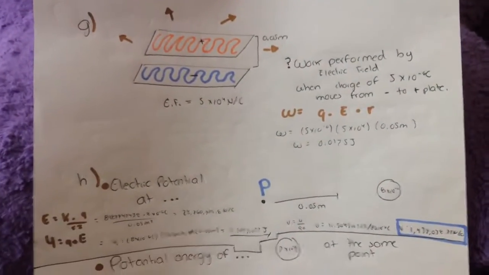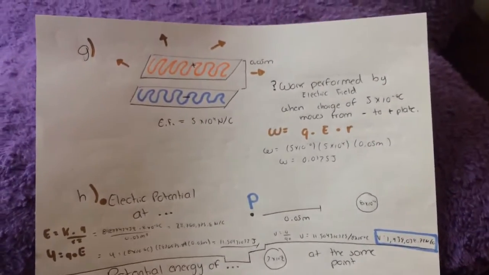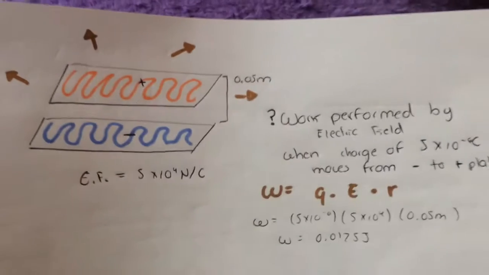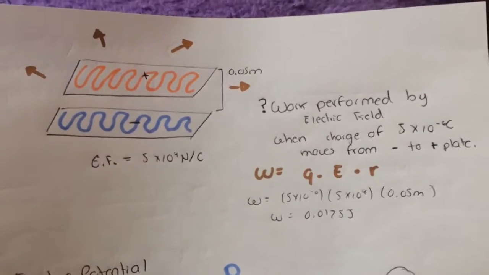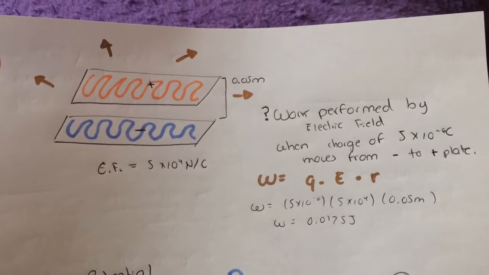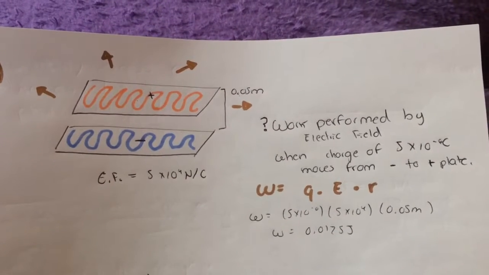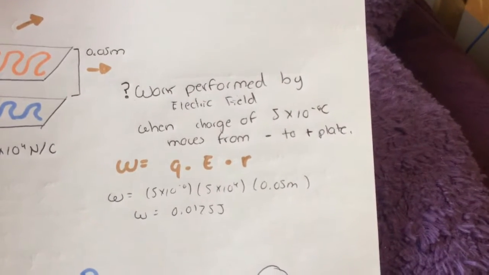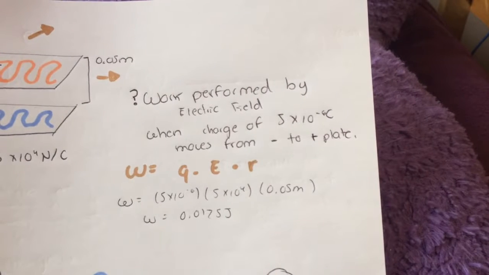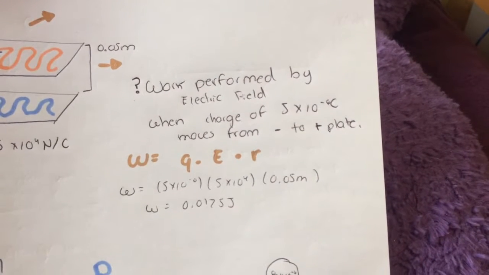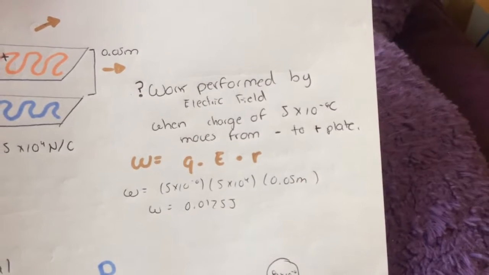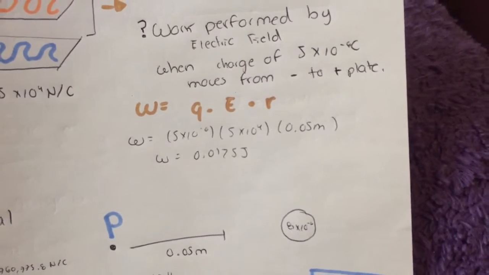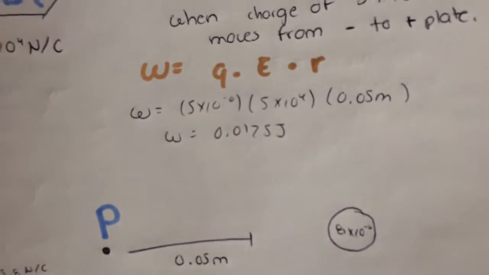For problem G, we have two copper plates separated by 0.05 meters. The electric field generated by them is 5 times 10 to the 4 newtons per coulomb. They ask for the work performed by the electric field when a charge of 5 times 10 to the minus 6 coulombs moves from the negative plate to the positive plate. The work is equal to the charge times the electric field times the distance. So here we have the result in joules.